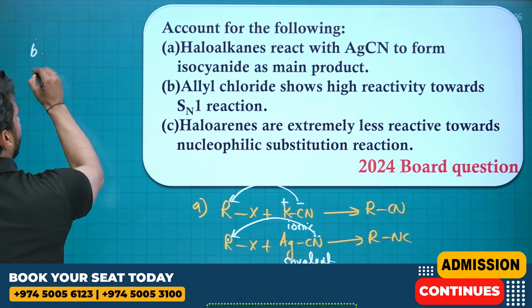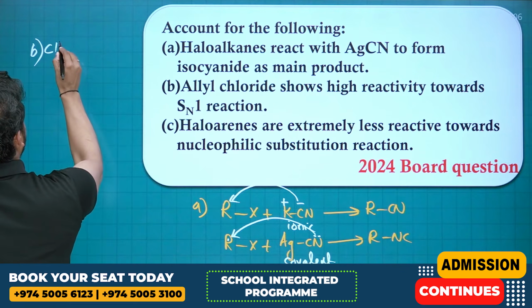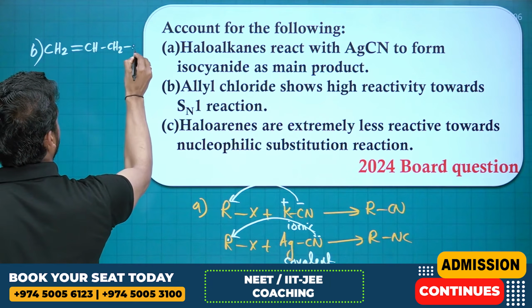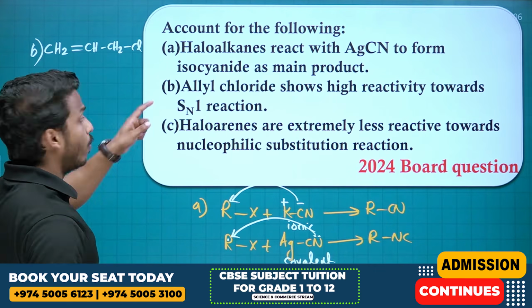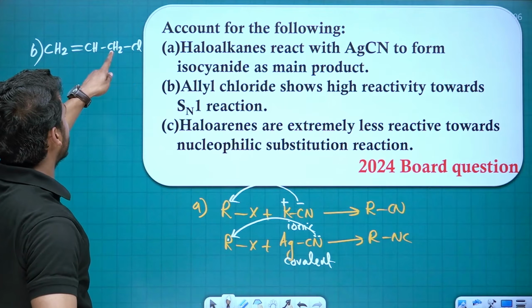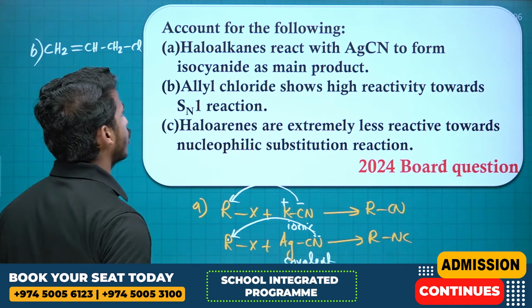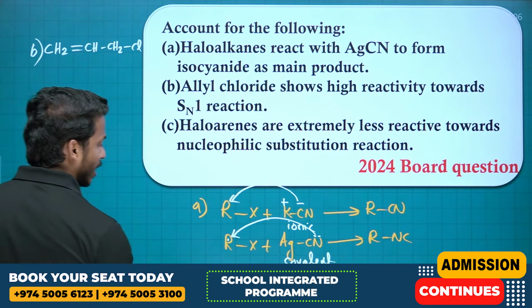And the second question is allyl chloride. What is allyl chloride? CH2 double bond CH single bond CH2Cl. You know, this is called the allyl group. What is allyl? Halogen connected to sp3, with sp2, sp2 carbons. Why does allyl chloride show high reactivity toward the SN1 mechanism?